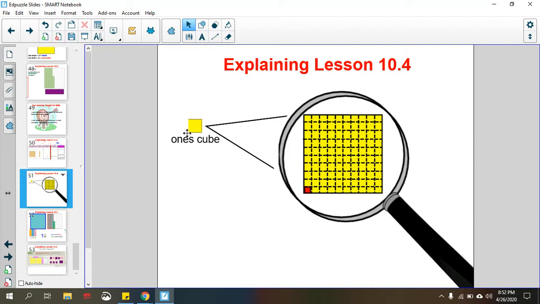So really what you're thinking about here, when we're talking about hundredths, is if we're looking at that ones cube like with a magnifying glass, and we're looking at all the little teeny tiny pieces that make that up, we know that it takes 100 of those little teeny tiny pieces, or 100 hundredths, to make up one whole ones cube. So keep that in mind. Think about that magnifying glass showing us all those little pieces that would be on the inside of that whole thing.